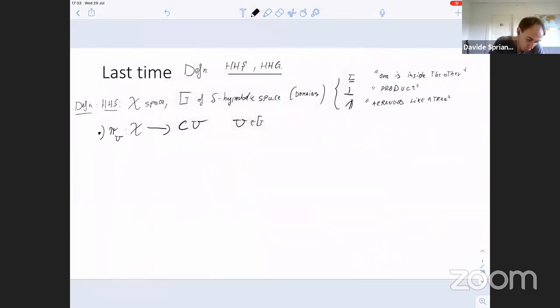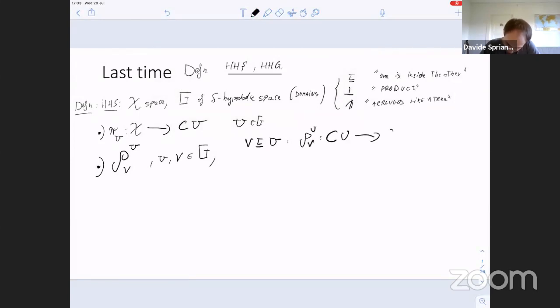And then we had another type of projection, which we call rho. We say rho from u to v, where u and v need to be in S, and those can be of several types. So if v is inside u, then u needs to be the big one, and this is a projection from u to v, from cu to cv.